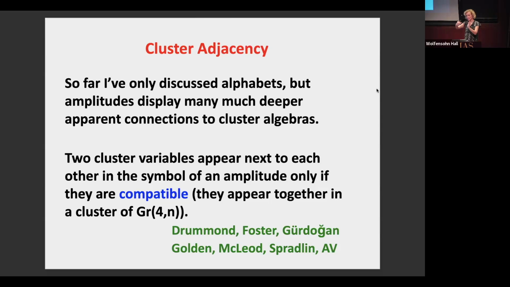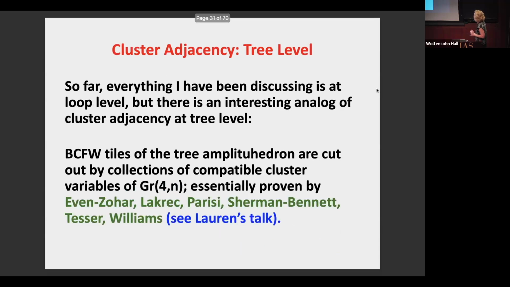So you think of those amplitudes as some... I talked about the alphabet, but of course, essentially you want to have a function. So you want to build a word from those alphabets. And it turns out that two cluster variables appear next to each other in the symbol of an amplitude only if they're compatible, meaning they appear together in a cluster. Okay, so it's a non-trivial statement, and that's called cluster adjacency. And so far, everything I have been discussing is at loop level. So everything, the symbol alphabet, starts at some number of loops, 2 loops in particular.